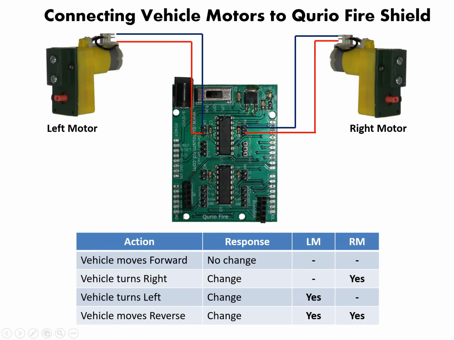Vehicle moves forward as expected. What should be our response? No change. We are not going to change anything because the vehicle is moving as we desire.